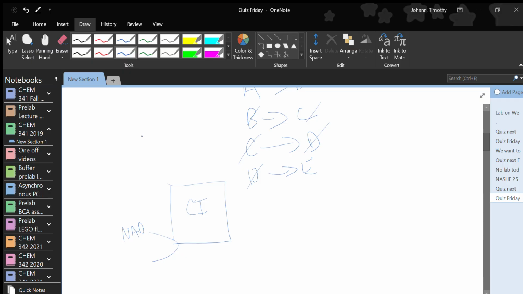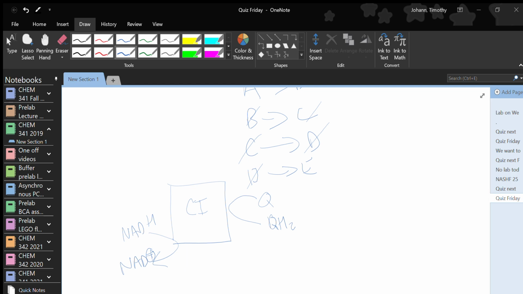Oh, I'm stuck on that. But NADH comes in and makes NAD plus, right? It dumps off its electrons, and over on the other side, ubiquinone picks up those electrons to become ubiquinol. There's hydrogen involved too, but they're just kind of carriers of things. I'm not talking about the hydrogens as much.